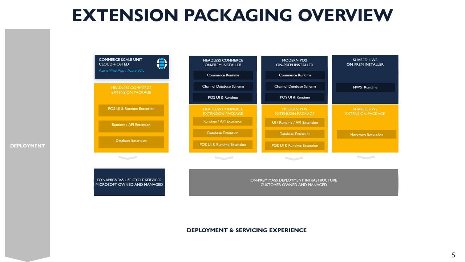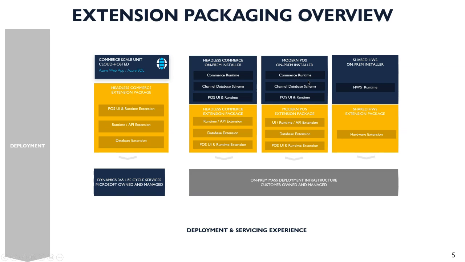So there are some packages which go to the cloud. Based on your topology, if you say you're going to use the cloud scale unit deployed by Microsoft in the cloud, then some of your extension packages must go to that cloud scale unit. Or based on your deployment topology, you can say you're not going to use cloud components. You're going to use the on-prem CSU, basically the same CSU installed locally, along with the other channel components like modern point of sale and hardware station, which you will install locally.